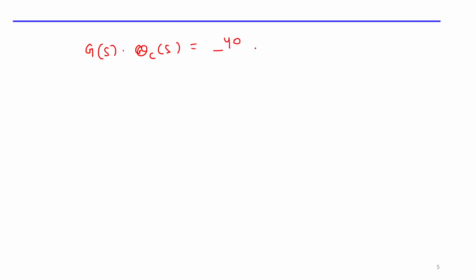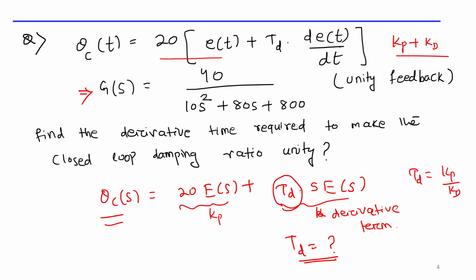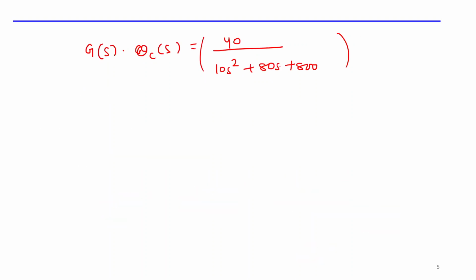10s square plus 80s plus 800. Now in this you have to multiply by the previous slide's value, which was 20 into (1 plus s times Td), right?